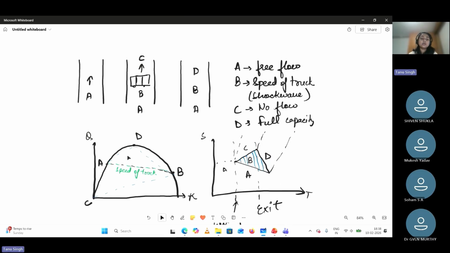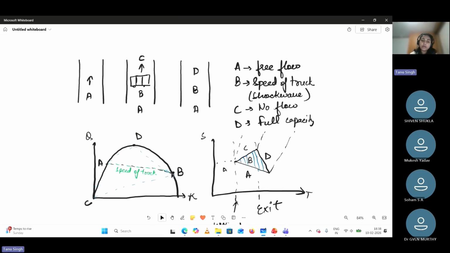Between C and D also there is this slope. So we draw this slope over C to differentiate between condition C and D. So these are the different shock wave speeds. And also, how to find these shock wave speeds? To find the shock wave speed, we just have to find the slope of this line.